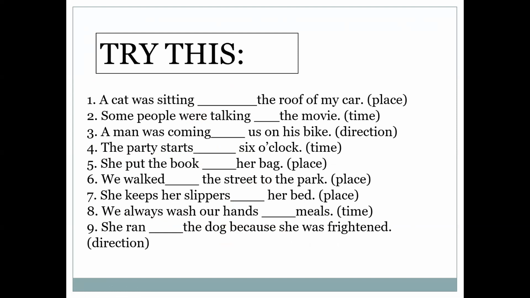A cat was sitting dash the roof of my car. You have to give a preposition of place. Maybe you could type in. Number one, give me a preposition of place. Type in the chat box. Okay, on the roof of my car, correct? You can say on the roof of my car.